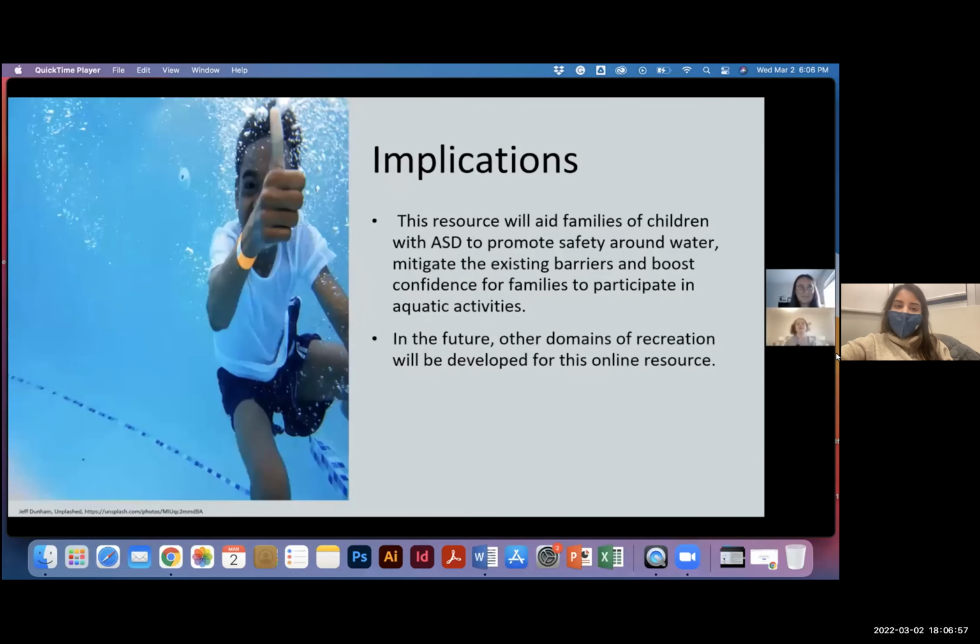The future implications of this project are that this resource will aid families of children with ASD to promote safety around water and mitigate these existing barriers, and also boosts confidence for these families to participate in these aquatic activities. In the future, other domains of recreation will also be developed for this resource to accomplish the same goal in these domains. Thank you. We hope you have a wonderful day.